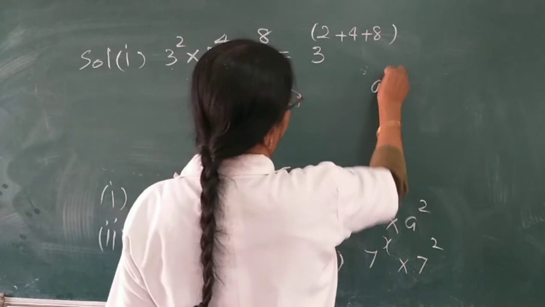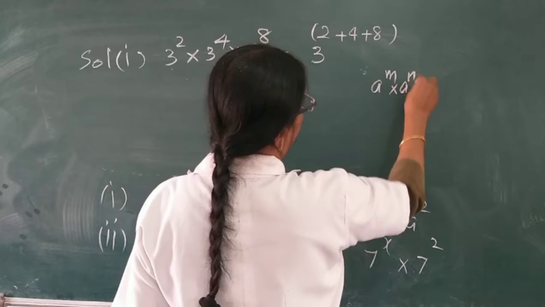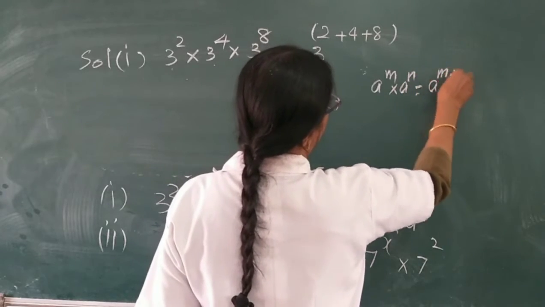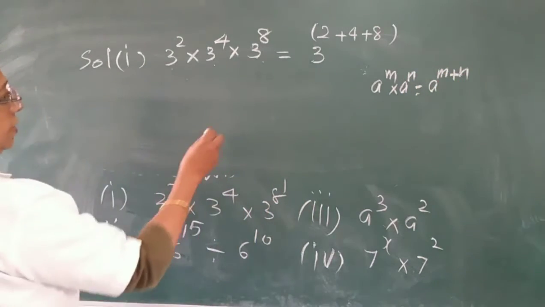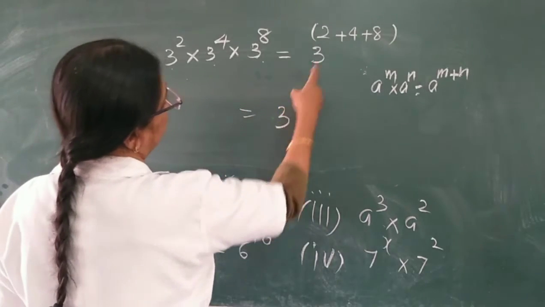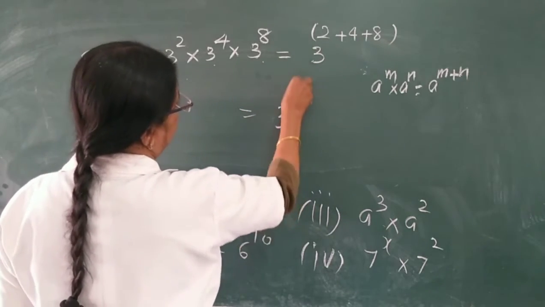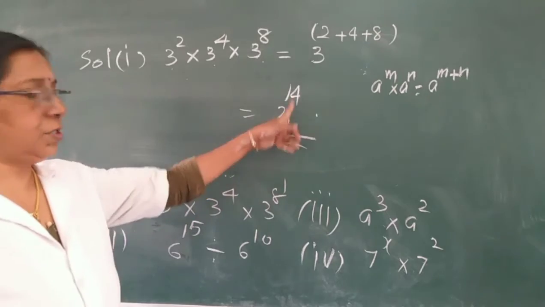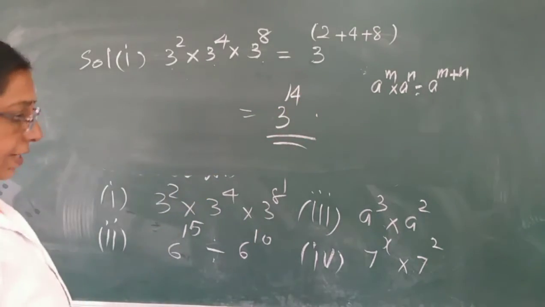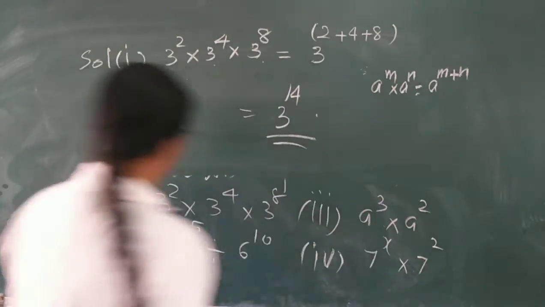We can use a raised to m into a raised to n is equal to a raised to m plus n. Okay, using that we can find out the answer. 3 raised to 14. That is in exponential form. This 3 raised to 14 is the exponential form. That is the answer. Now second solution.